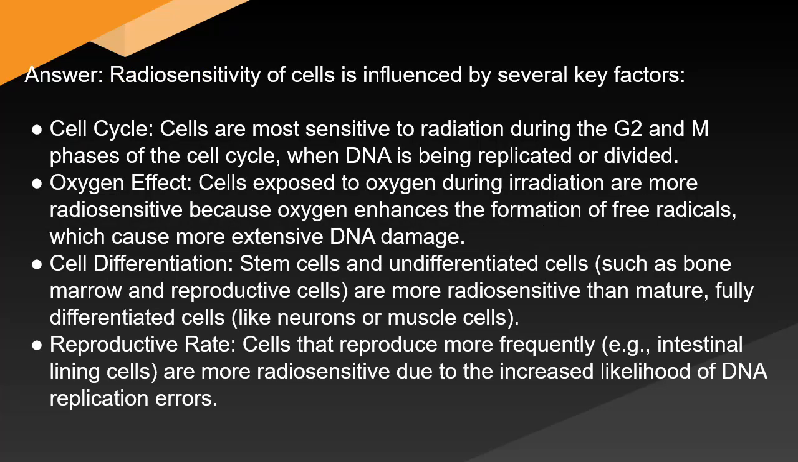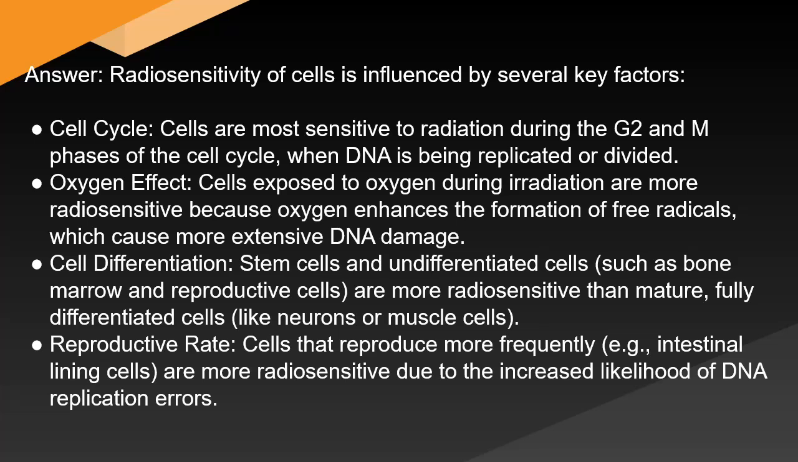Answer: radiosensitivity of cells is influenced by several key factors. Cell cycle. Cells are most sensitive to radiation during the G2 and M phases of the cell cycle, when DNA is being replicated or divided. Oxygen effect. Cells exposed to oxygen during irradiation are more radiosensitive because oxygen enhances the formation of free radicals, which cause more extensive DNA damage.